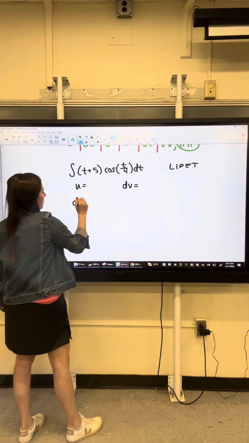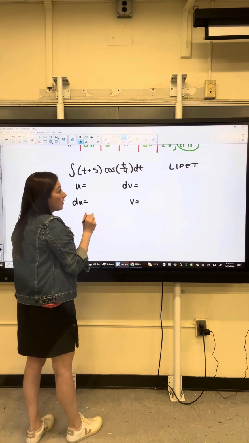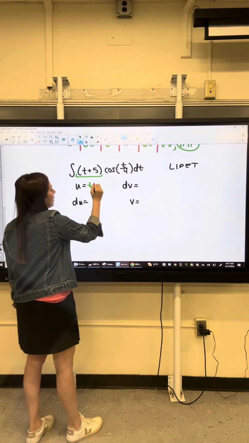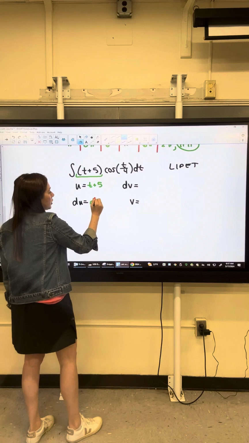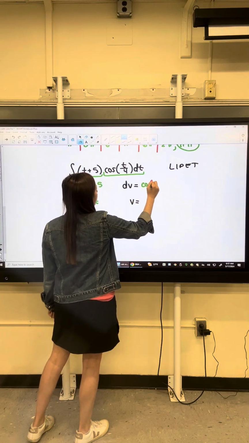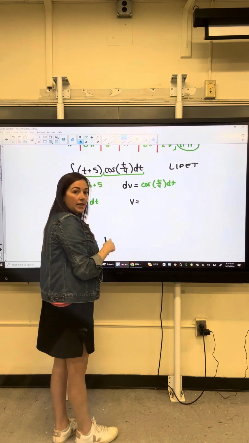U, du, and v. So LIPET, there's no logs, there's no inverse trig, but there is a polynomial. So your u should have been this. So then your du should have been 1 dt. And that means your dv is this whole thing right here. You have to integrate that to get v.